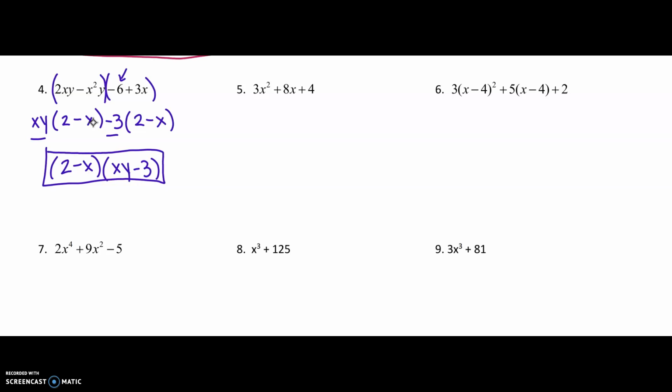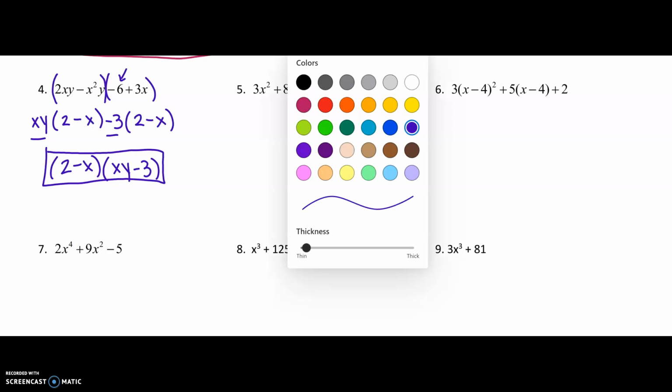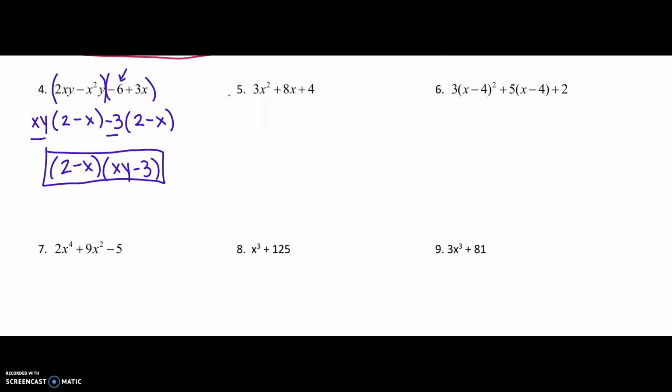On number 5, again, we start by thinking, does this have a GCF? And this answer is no, it does not have a GCF. It is in quadratic form, so I can factor it. It's a trinomial. Because I have an a other than 1, I start by multiplying. 3 times 4 is 12. So I need factors of 12 that add up to 8. Those factors are 6 and 2. 6 times 2 is 12. 6 plus 2 is 8.